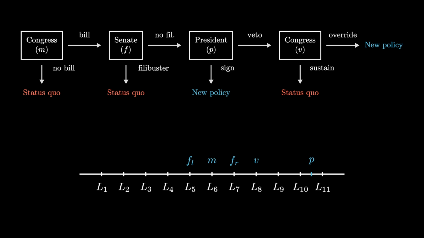The right filibuster pivot lies between the veto pivot and the left filibuster pivot. Because coalitions have to be continuous, we know that if the left filibuster and the veto pivot agree, then the rightmost filibuster pivot does too. As a result, we can ignore the right filibuster pivot. We only need to consider one filibuster pivot, one median legislator, one veto pivot, and the president.